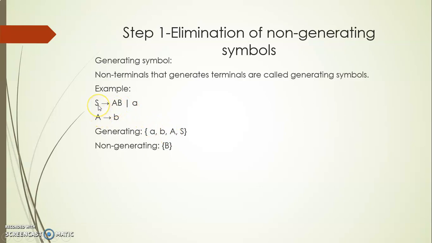Similarly, S has two options. One is AB and another one is a. I know A is generating, but I do not know anything about B. But it also contains another option which is made up of only terminal symbols. Since it has one option made up of only terminal symbols, we include S also as a generating symbol, but nothing more than that. So we do not know anything about B, so we are including B as a non-generating symbol.